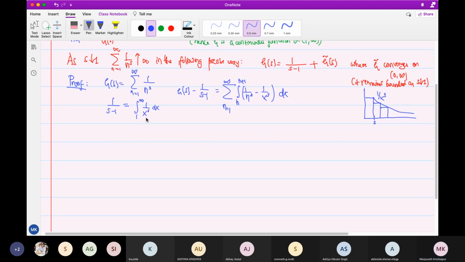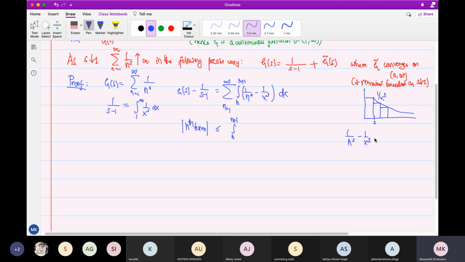Okay, so this is correct. Now the point is this nth term is positive, actually, so I don't need to write the absolute value. It is bounded by the integral from n to n plus 1. How small is 1 by n to the s minus 1 by x to the s?